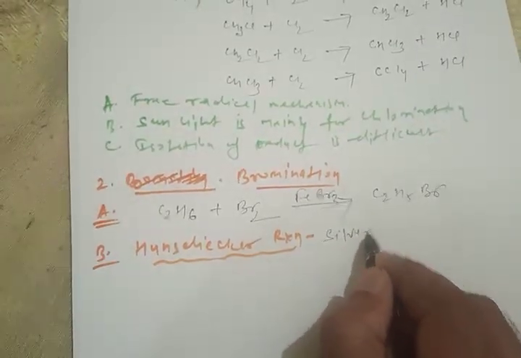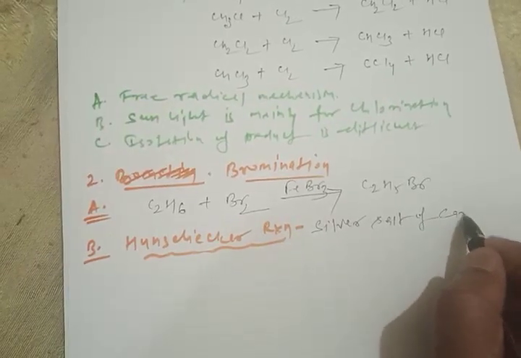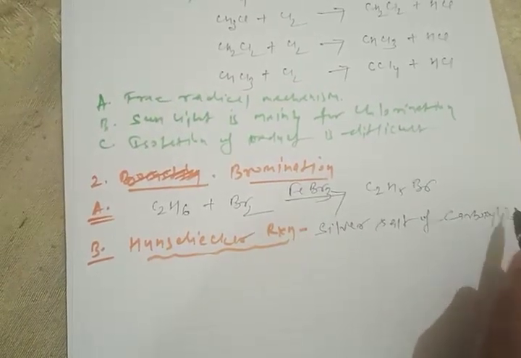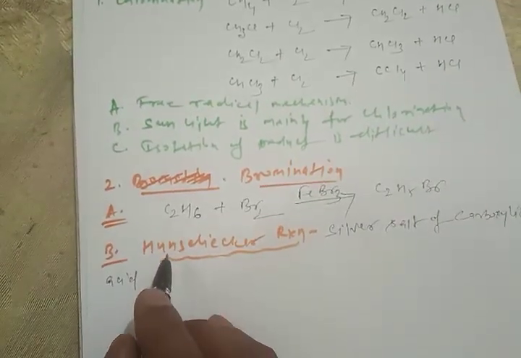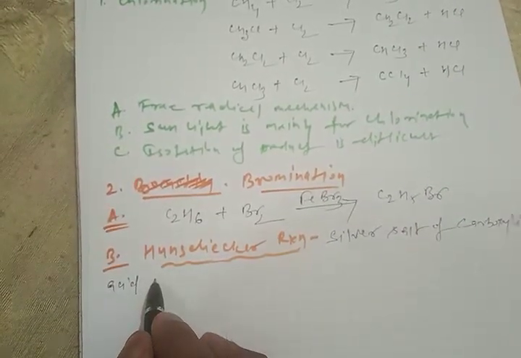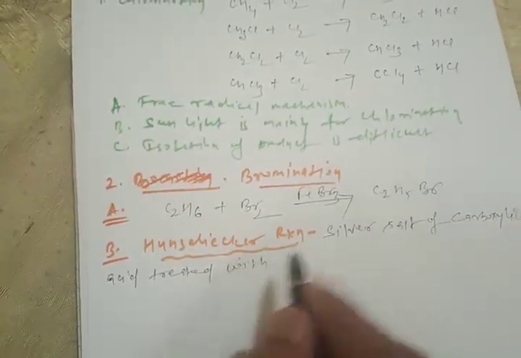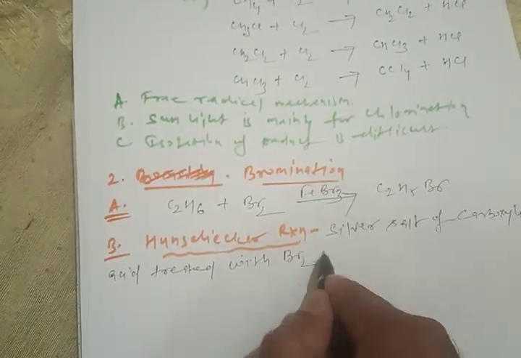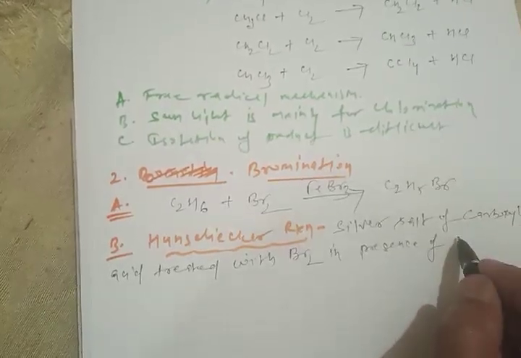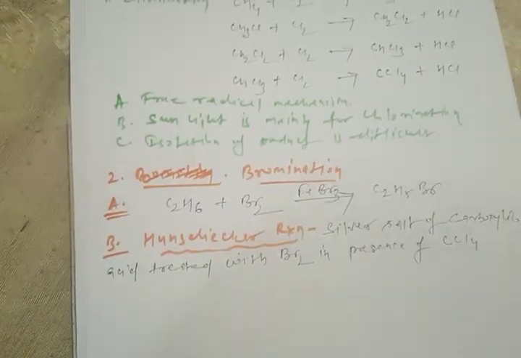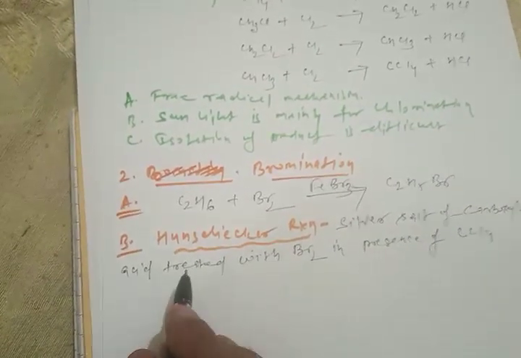Silver salt of carboxylic acid treated with bromine in presence of CCl4. Okay, so this will give you alkyl bromide.